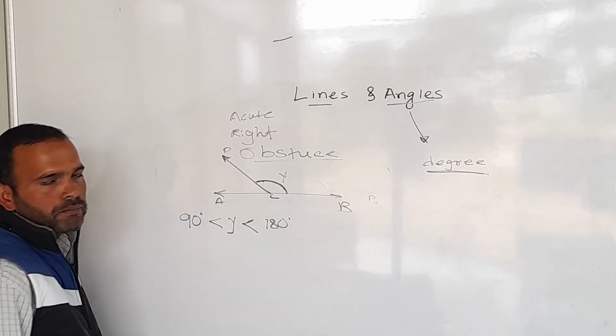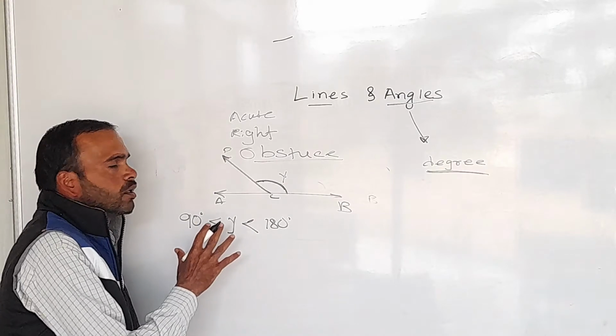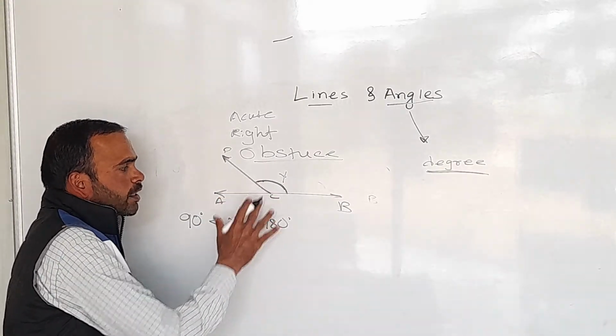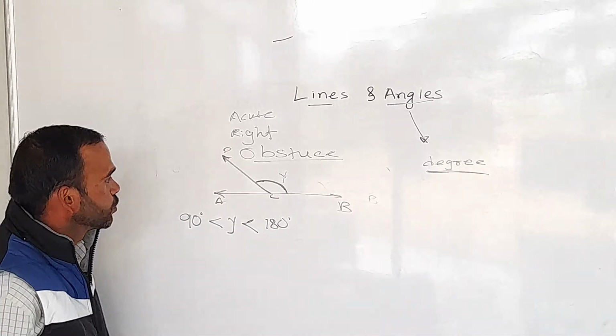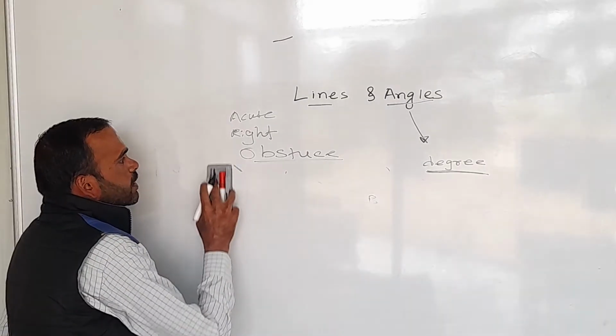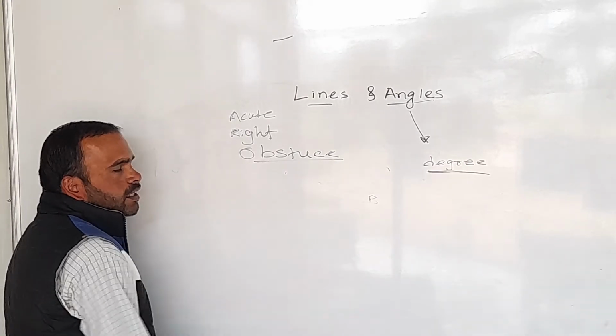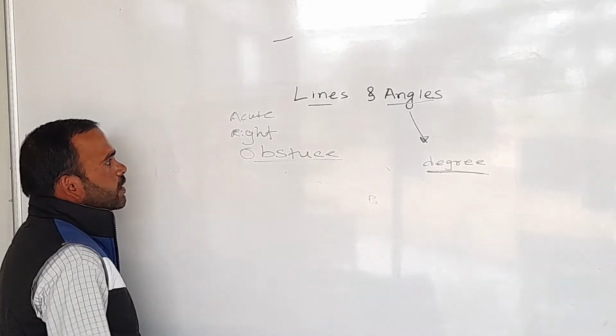So we have to remember that. These are the names of the angles according to their position between the two particular reference elements. If it is 0 to 90 degrees, acute; if it is equal to 90 degrees, right angle; and if it is more than 90 and less than 180 degrees, it is called an obtuse angle.